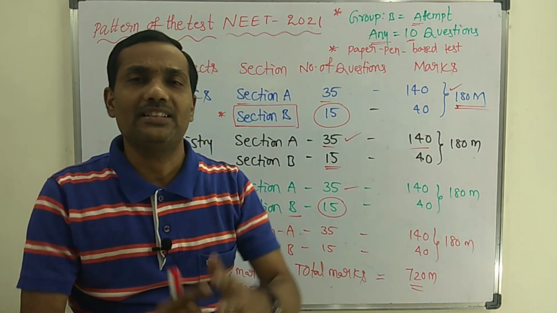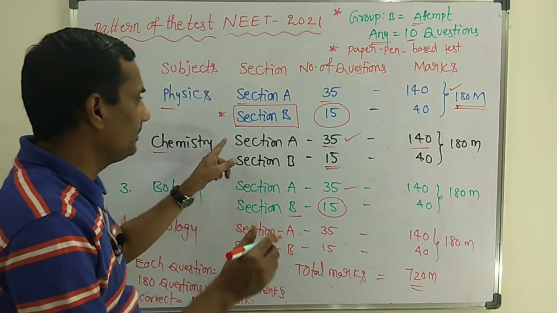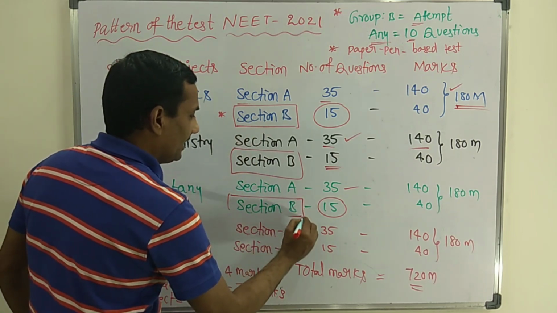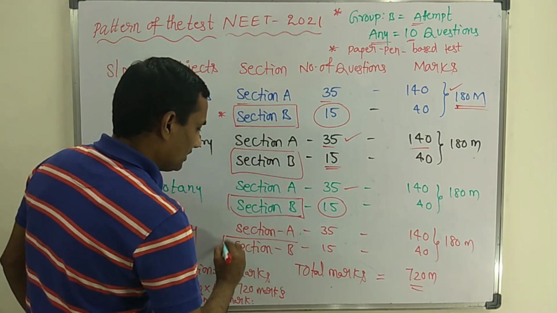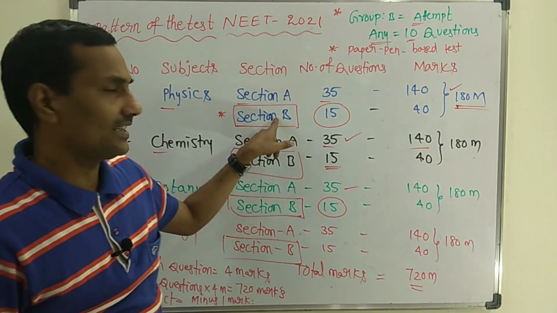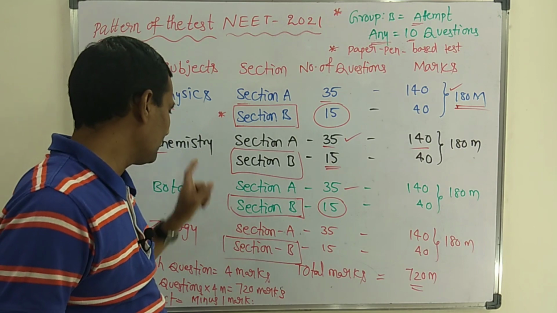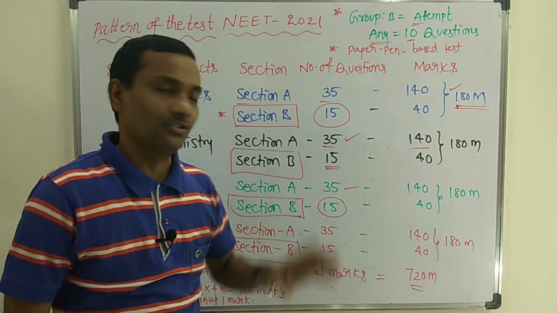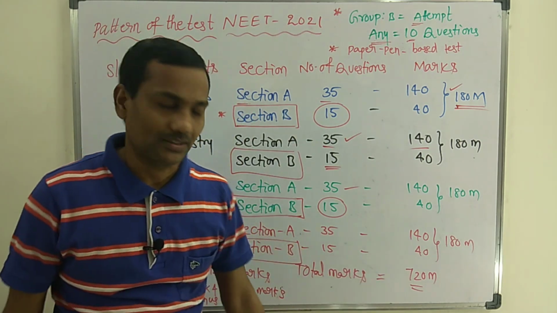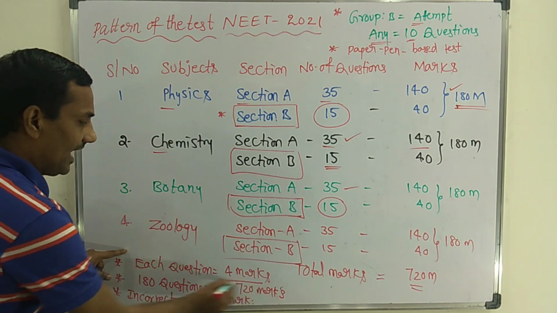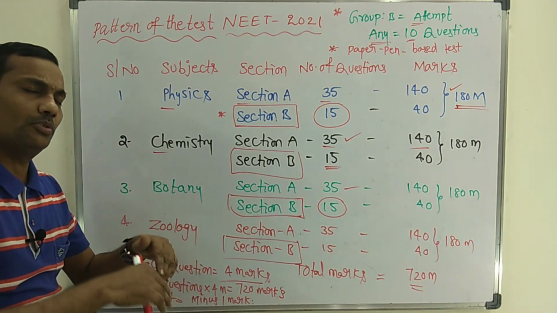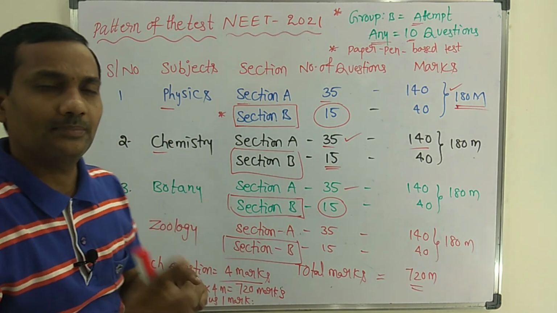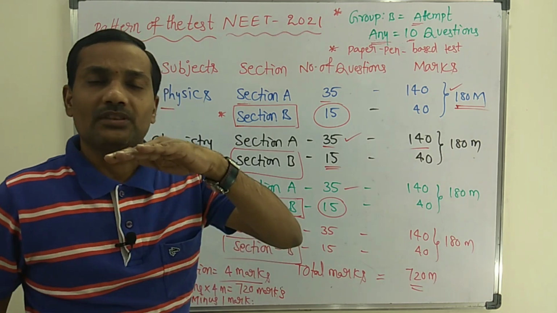Like that, in every subject, especially in section B, I am talking about section B of each and every subject, there will be 15 questions, either in physics or chemistry or botany or zoology. In section B you have to write any 10 questions. Total 720 marks. Here one thing: each question carries 4 marks, either in section A or section B. Each and every question has equal weightage.